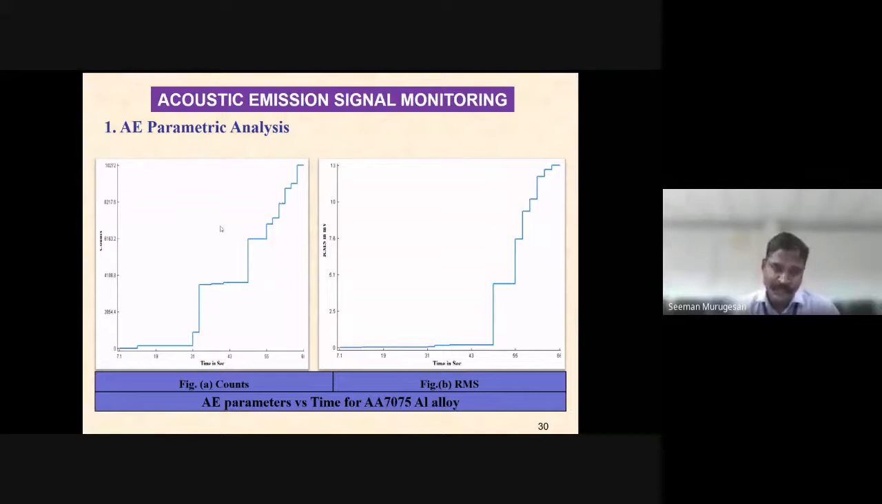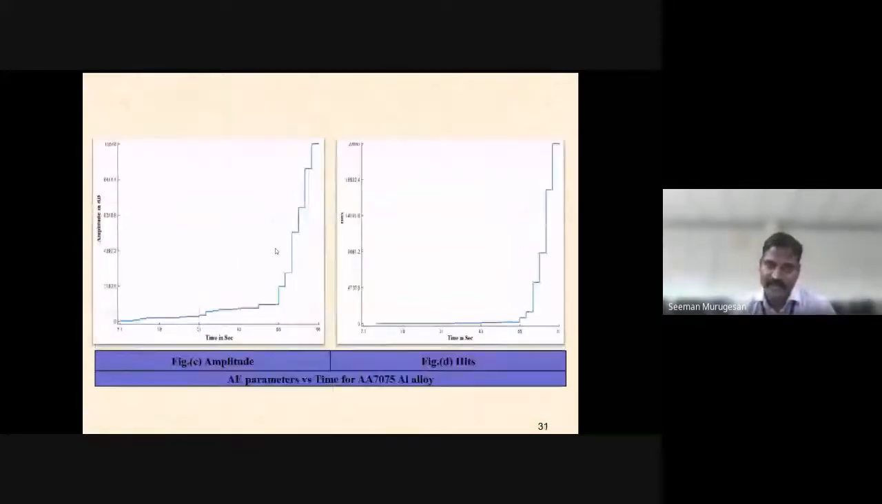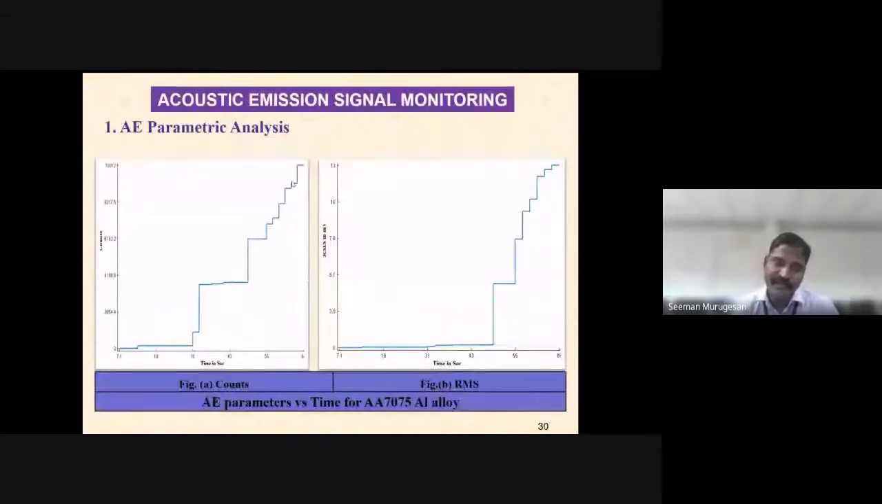This is a plastic region. In the plastic region, almost all AE parameters will be constant. After the severe plastic region, a sudden increase in the counts and AE RMS will be observed, which is the final fracture.